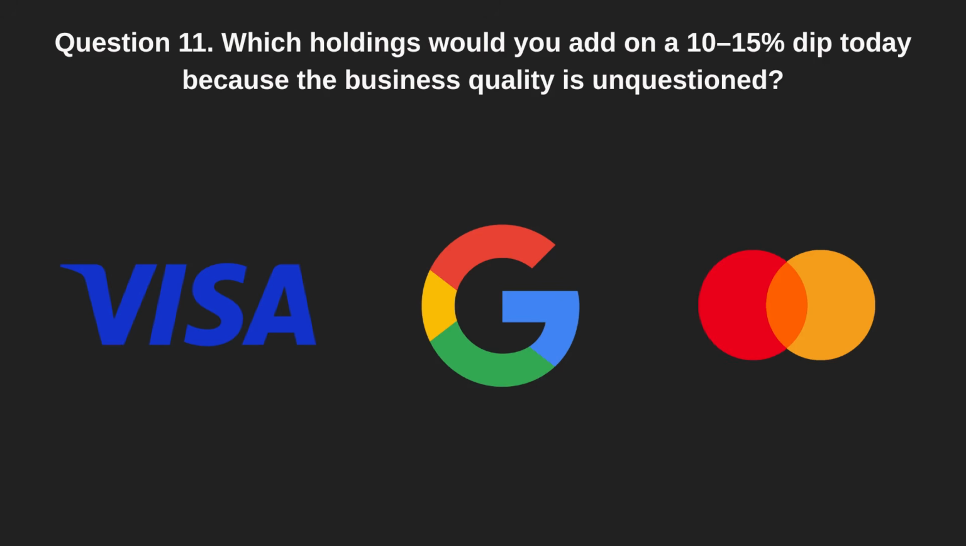Question 11. Which holdings would you add on a 10 to 15% dip today because the business quality is unquestioned? I will add Google, Visa, and MasterCard. Actually, Google dropped heavily since the emergence of ChatGPT, and that was a very good entry point for this company. The stock recovered, but still undervalued to me. For Visa and MasterCard, man, they're a dominating duopoly with a massive network effect. So getting a temporary discount on the stock will definitely be a great buying opportunity.